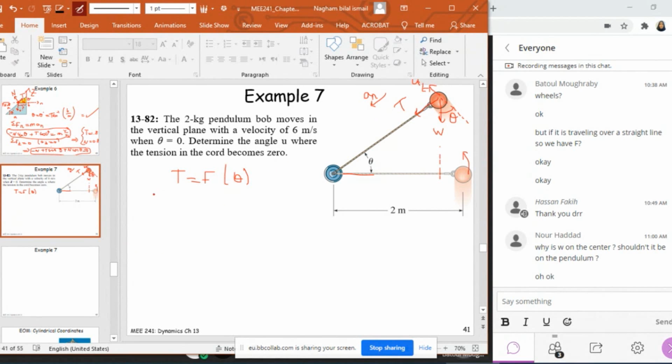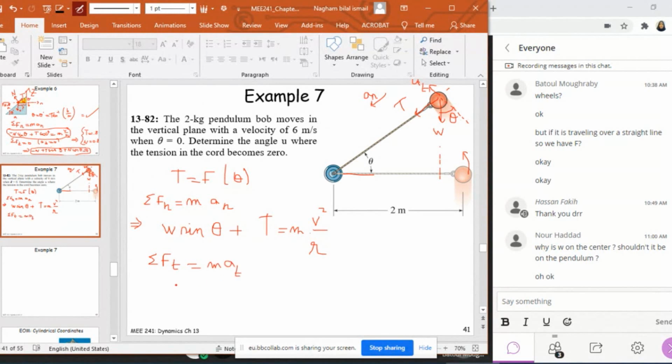Now what I can do is find the sum of forces in the normal direction. Sum of Fn is equal to m a_n, which means: what are the forces in the normal direction in terms of theta? I know that W sine theta plus T is equal to m v squared over r. This is the normal direction, and the tension is in plus T. If I do the projection of W on this one, it would be W sine theta plus T is equal to m v squared over r.